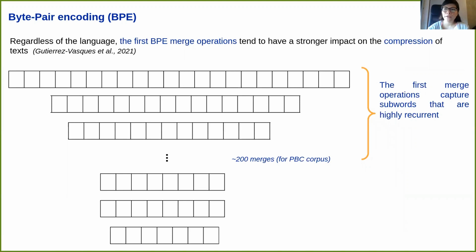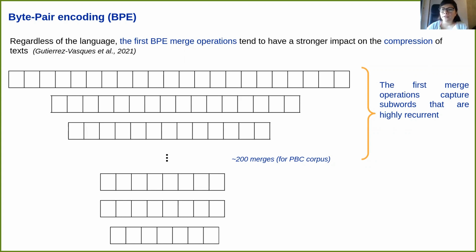In a previous work, we noticed that regardless of the language, the first BPE merge operations tend to have the stronger impact on the compression of the text. So this means that the first merge operations capture subwords that are highly recurrent, and this caused the most drastic changes in the text. After a certain number of merges is reached, the changes in the compression are not so drastic anymore. However, the natural language properties that allow this compression are rarely analyzed.